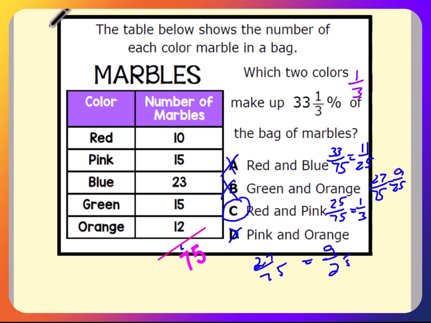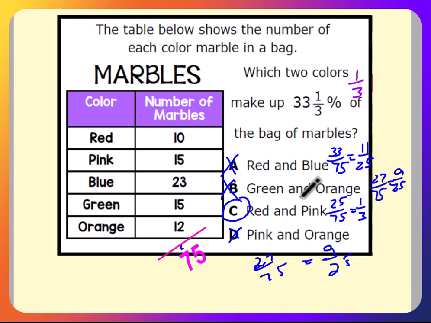Okay, did you get C, red and pink? If you did, awesome job. If not, let's go through it really fast. Red and blue, add the red and blue. There's 10 red, 23 blue, add them, you get 33. You needed to know the total number of marbles, which is 75. 33 out of 75. Simplify, you can divide both by 3. You get 11/25, that's as 25ths.